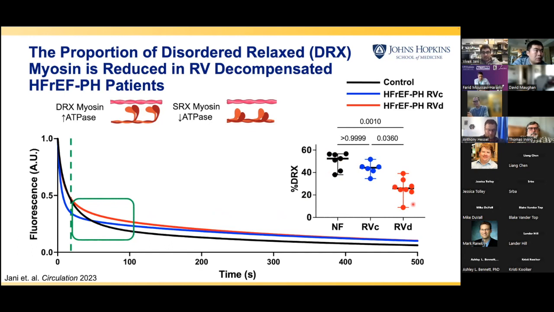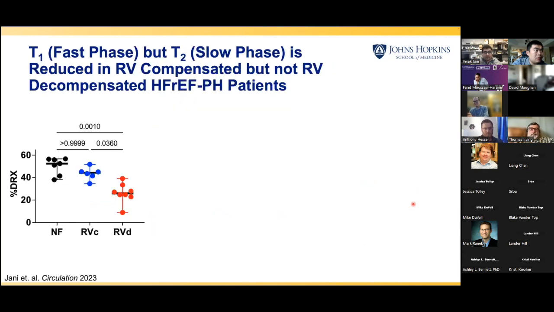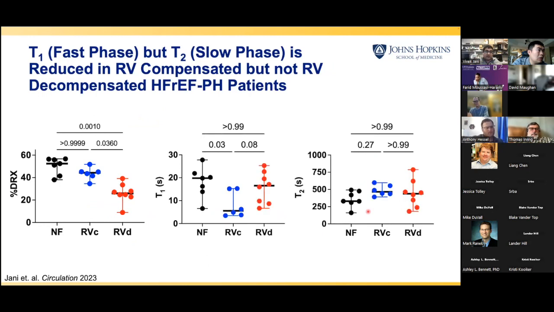So what this suggests to us is, at least in this particular disease situation, the proportion of DRX myosin seems to be explaining in part some of the results we saw with the depressed equatorial intensity ratio in these patients. Just to show what the kinetics of the slow and fast phase look like, there's not really any differences in T2, which is the time constant for the slow phase, but as shown by the cartoon, we did see a significant decrease in T1. This could be a form of compensation or a mechanism of compensation for these myocytes, but that's something we're actively exploring.